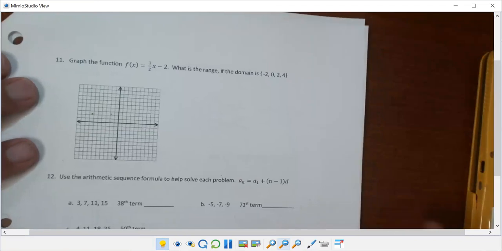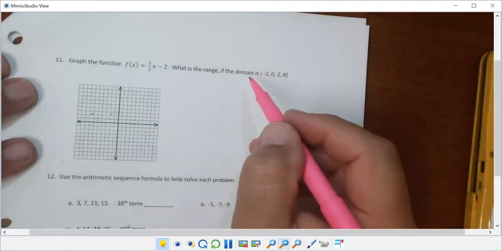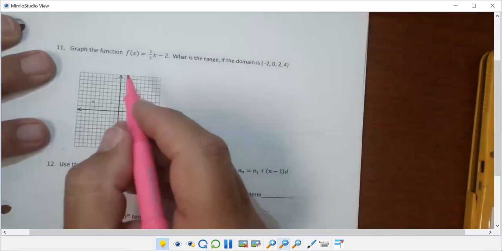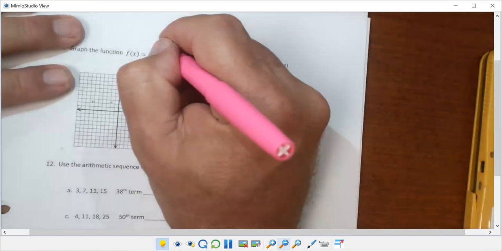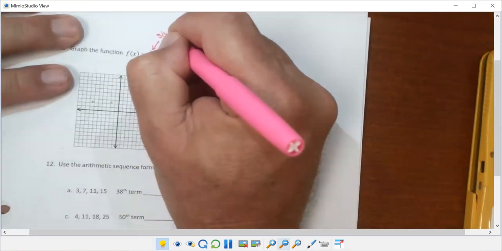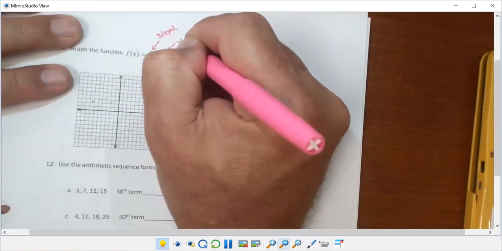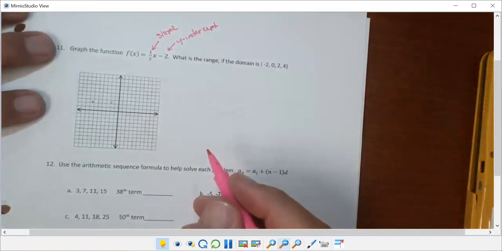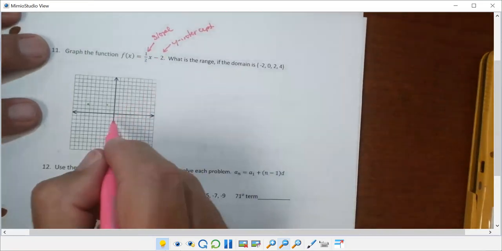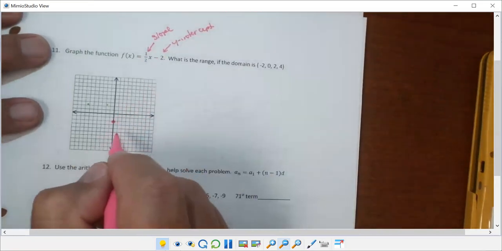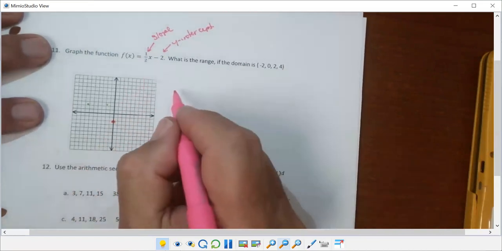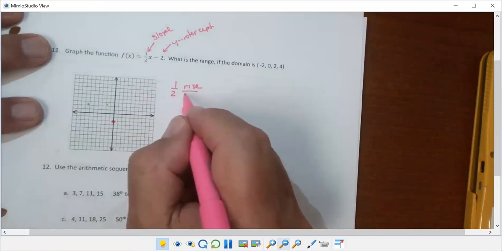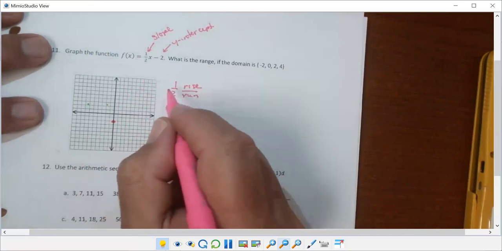All right, number 11. For number 11, you are to graph this, and then you're supposed to find the domain and range. There's a couple of ways we could do this. So I'm going to go ahead and graph this. This here is my slope, and this here is my y-intercept. I like to start with the y-intercept. It's a -2. So this is my y-intercept at -2. My slope, which is 1/2, is my rise over run. So both are positive.